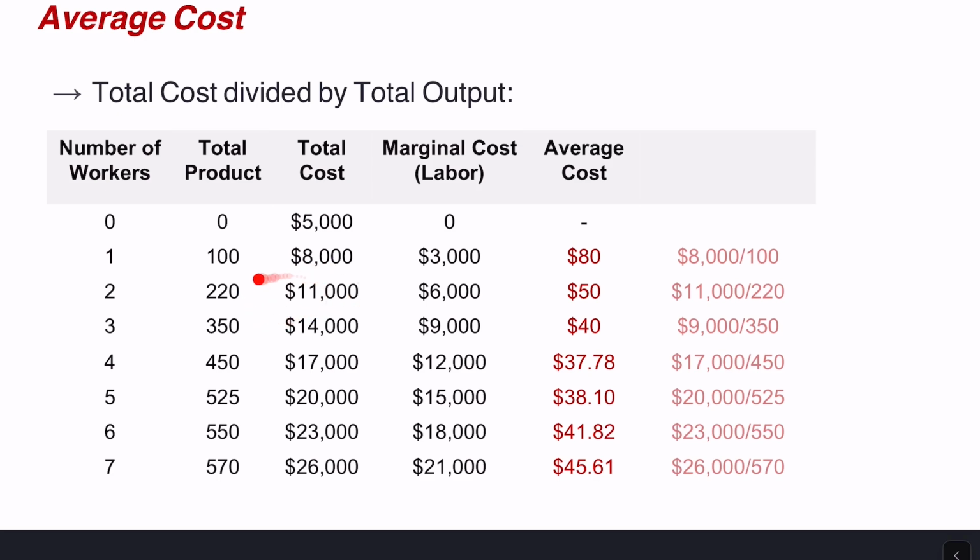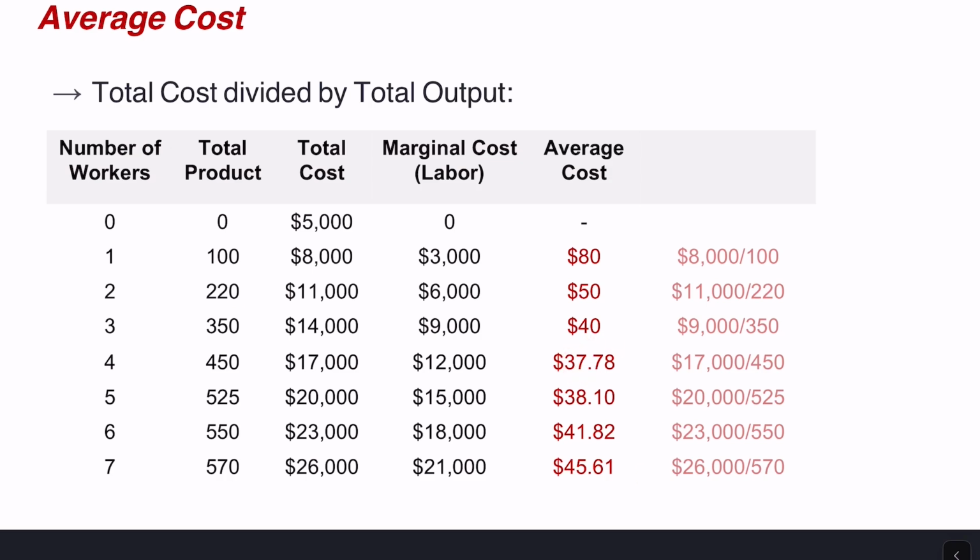Here it's 11,000 divided by 220 units, right? That's going to give us $50. 14,000 in total cost divided by 350 units, right? That was wrong there. That should be 14,000 divided by 350. This one's right. This one, 17,000 divided by 450 quantity is going to give us 3,778. Okay. All right. So you can just go down this table.